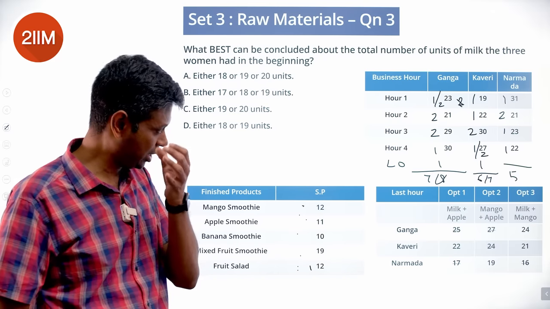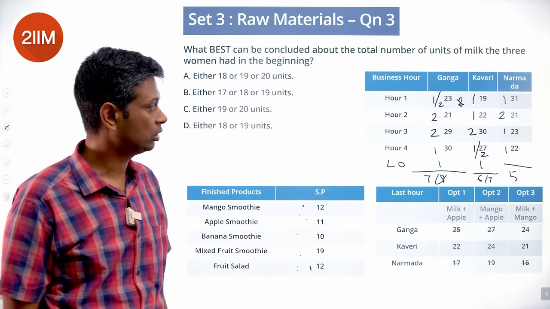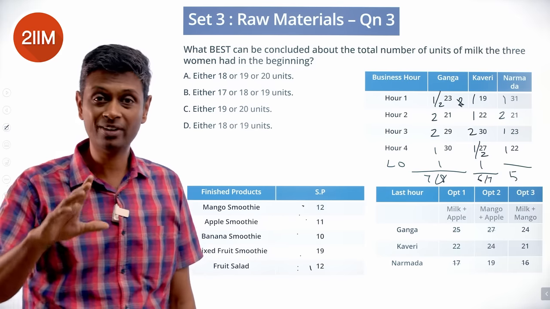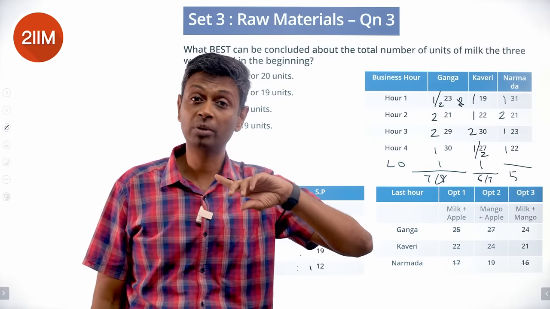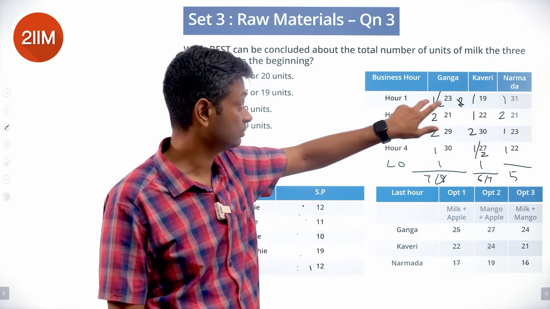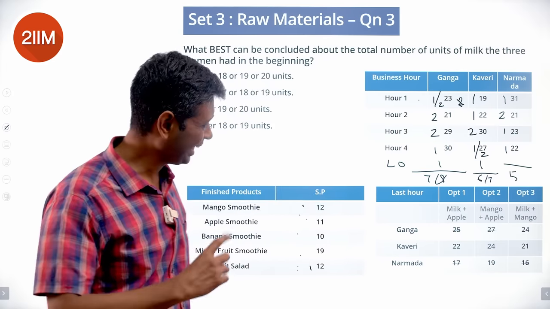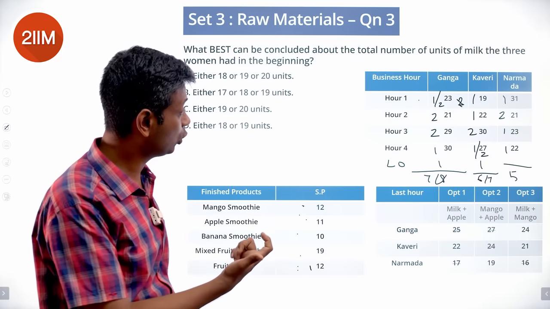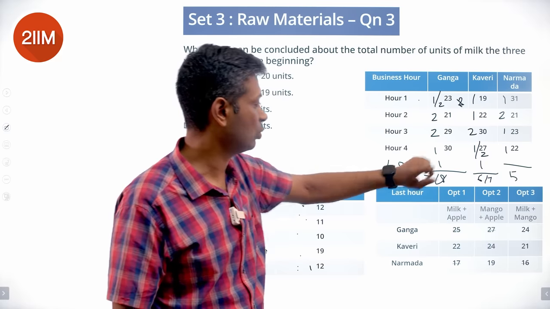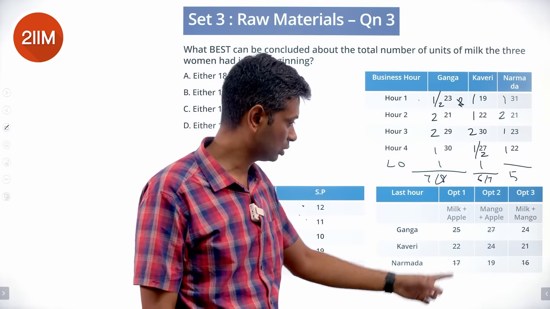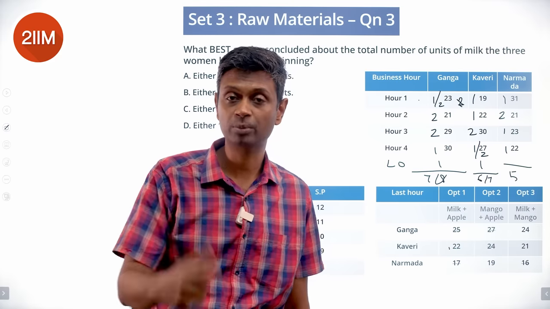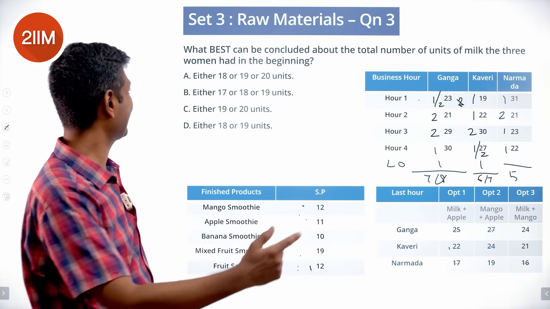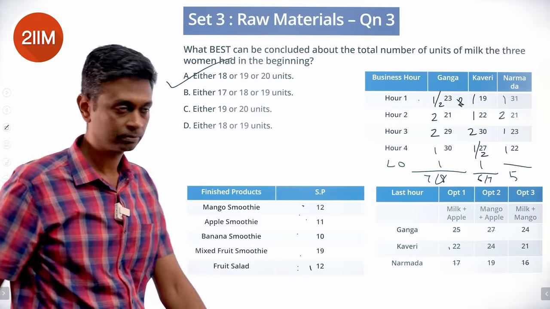The dynamics change based on whether the two kind of jokers in the pack. One is the first thing, the 12 could have been from mango smoothie or from fruit salad. That we need to keep in mind. And the second thing that we need to worry about, we are in R4. Did Kaveri go for this 12 plus 10 or 11 plus 10? That's the other place where the variance can come. So 18, 19 or 20 is the answer.